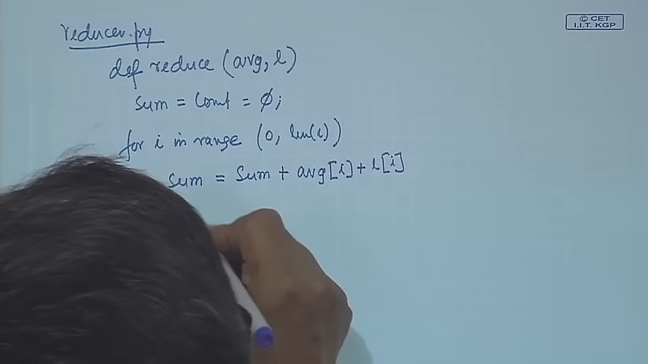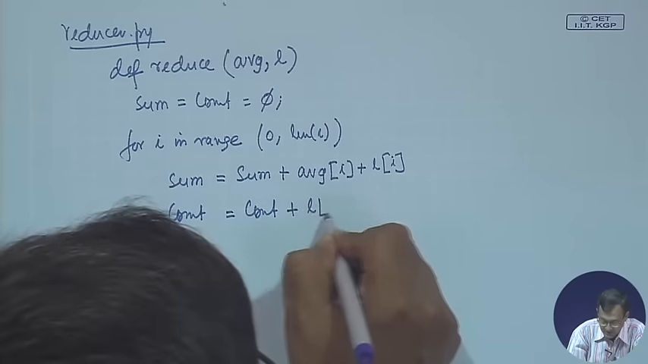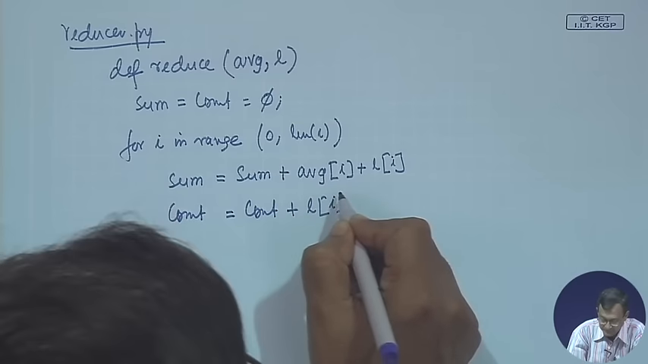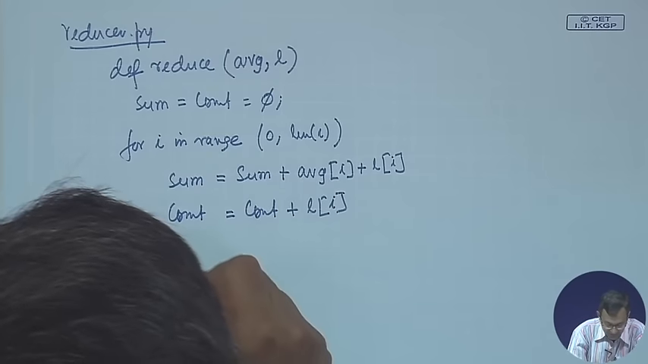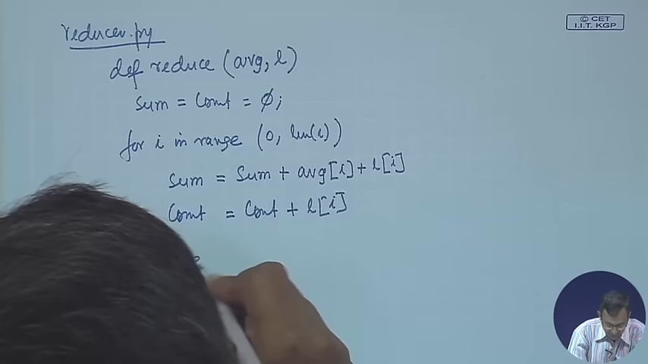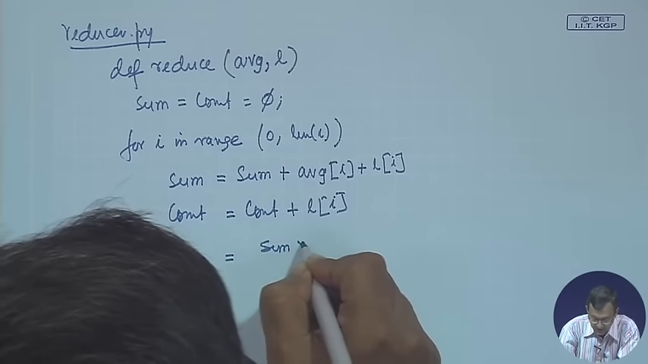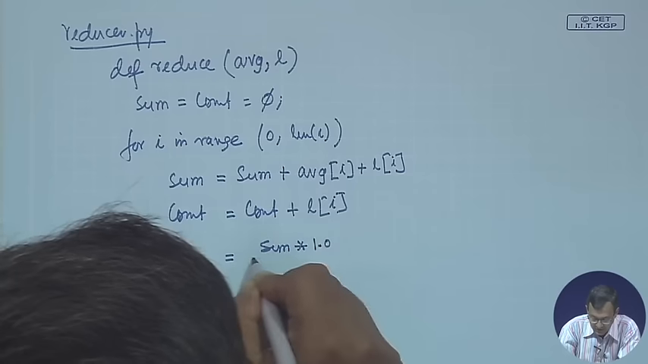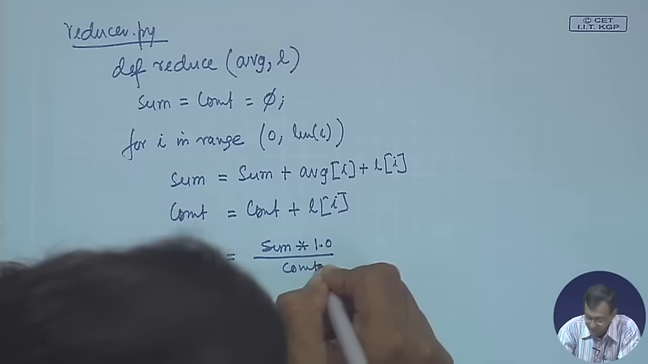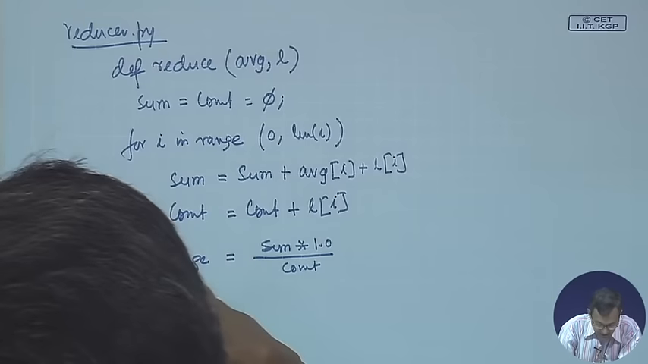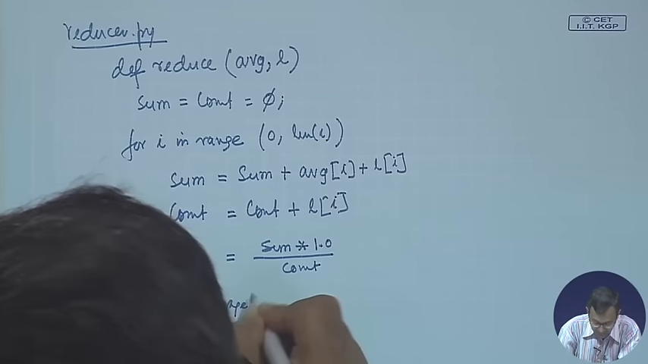Right. So count is also equal to count plus length of I. So finally, what we get is the average: sum again, to make it float, just multiply this, or you can basically type cast also, divided by count, right, and then print average.